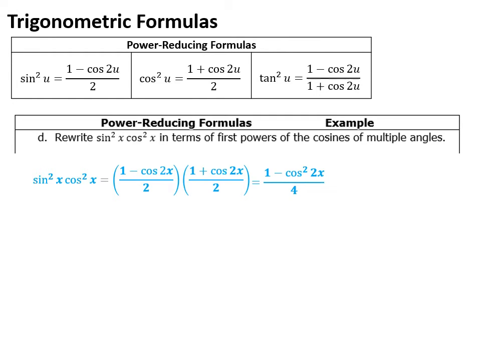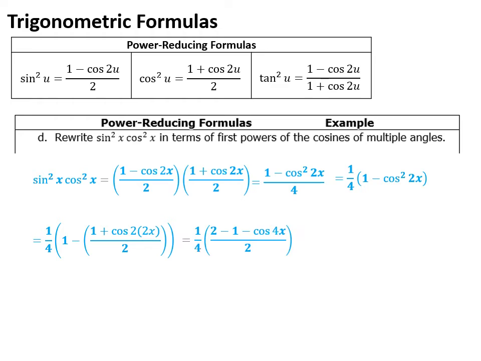That gets us 1 minus cosine squared of 2x over 4, and we can pull out the 1/4. And then we want to rewrite that cosine squared of 2x. And so that's 1/4 times 1 minus 1 plus cosine of 2 times 2x over 2. That gets us 1/4 times 2 minus 1 minus cosine of 4x all over 2. And I can pull out the 1/2, so 1/8 times 1 minus cosine of 4x. A lot of this is working with the formulas and simplifying as you can.